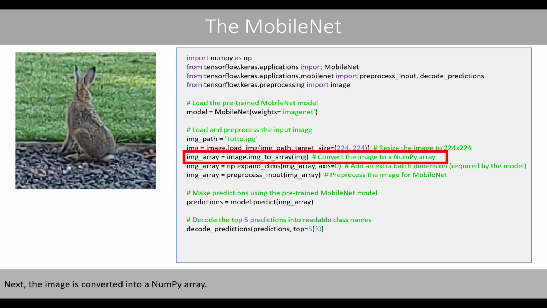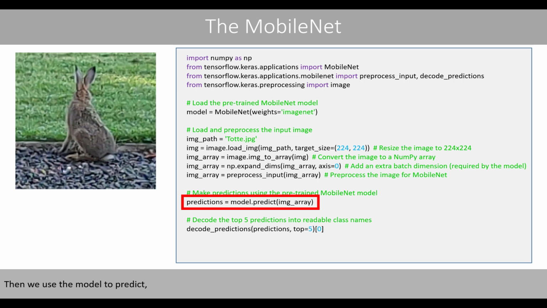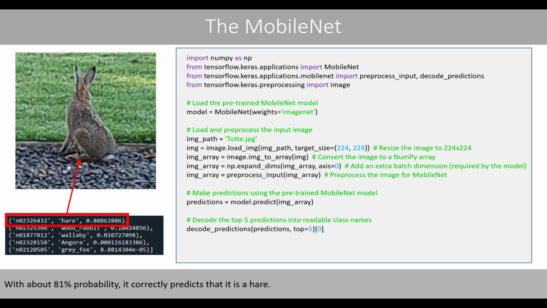Next, the image is converted into a NumPy array. Then the values in the array are normalized to values between 0 and 1. We will come back later on to why we normalize the input data. Then we use the model to predict and print the top 5 classes. With about 81% probability, it correctly predicts that it is a hare. With 18% probability, it thinks that it is a rabbit.